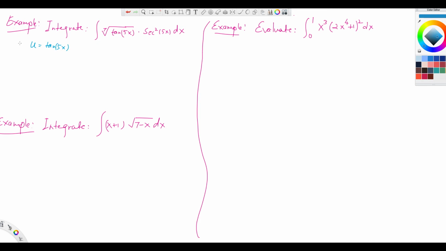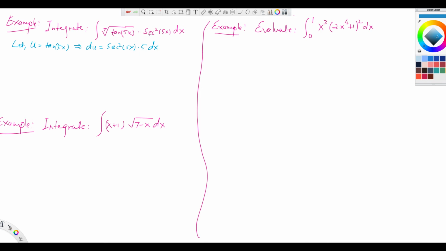Now we need to find du. Du will be the derivative of that times dx. Do you remember the chain rule? It is like tangent of something. So what will be the derivative? It will be secant squared of 5x, and then times that 5, and then there is dx. So it is f prime times dx. So u equals tangent 5x, and du is secant squared 5x times 5 dx.